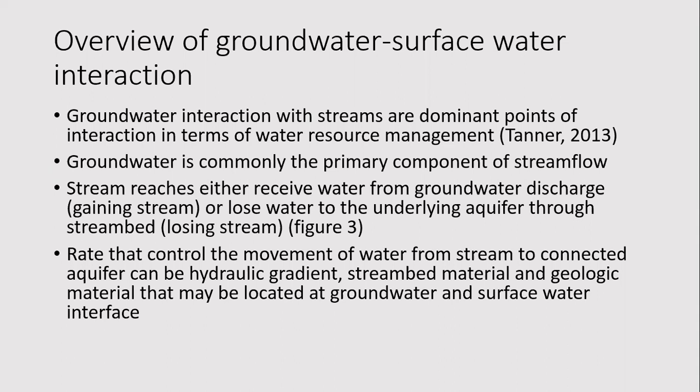The stream reach can either receive water from the groundwater discharge, and this concept is called a gaining stream, or it can lose water to the underlying aquifer through the stream bed. And this concept is called a losing stream, and I will explain that a bit further. And then the rate that controls this movement, either the stream receiving water from groundwater, or losing water to the underlying aquifer.